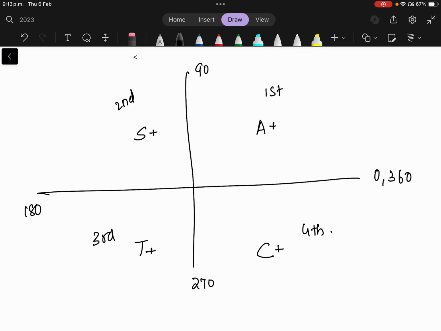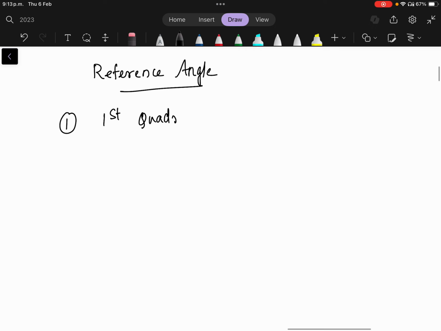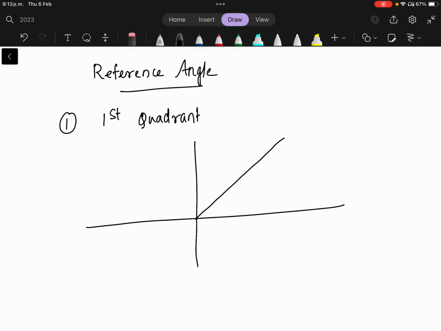Now the concept of reference angle comes into the picture. Let us take case by case. The first case is the line in the first quadrant. For a line in the first quadrant like this, how do we measure the angle? From the positive side of the x-axis, in the anti-clockwise direction. That is one angle.